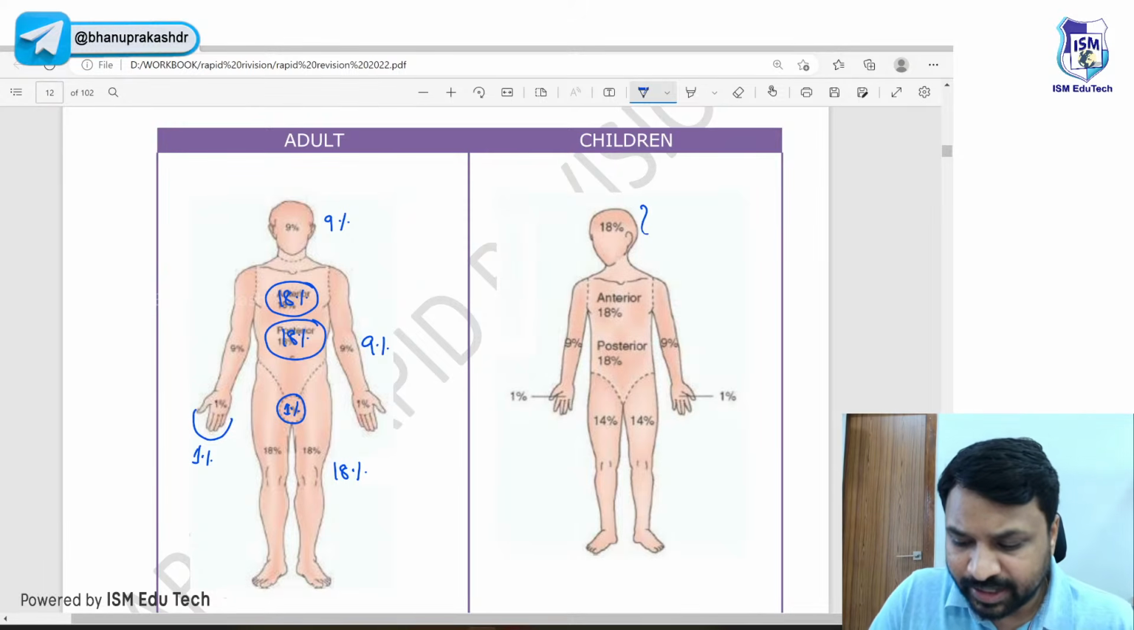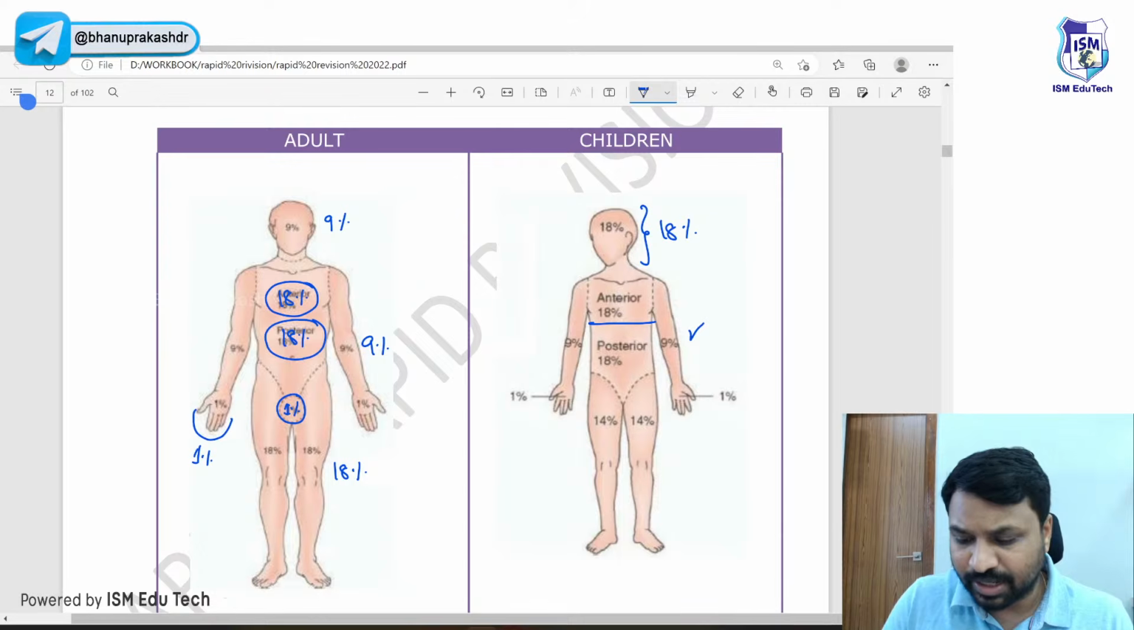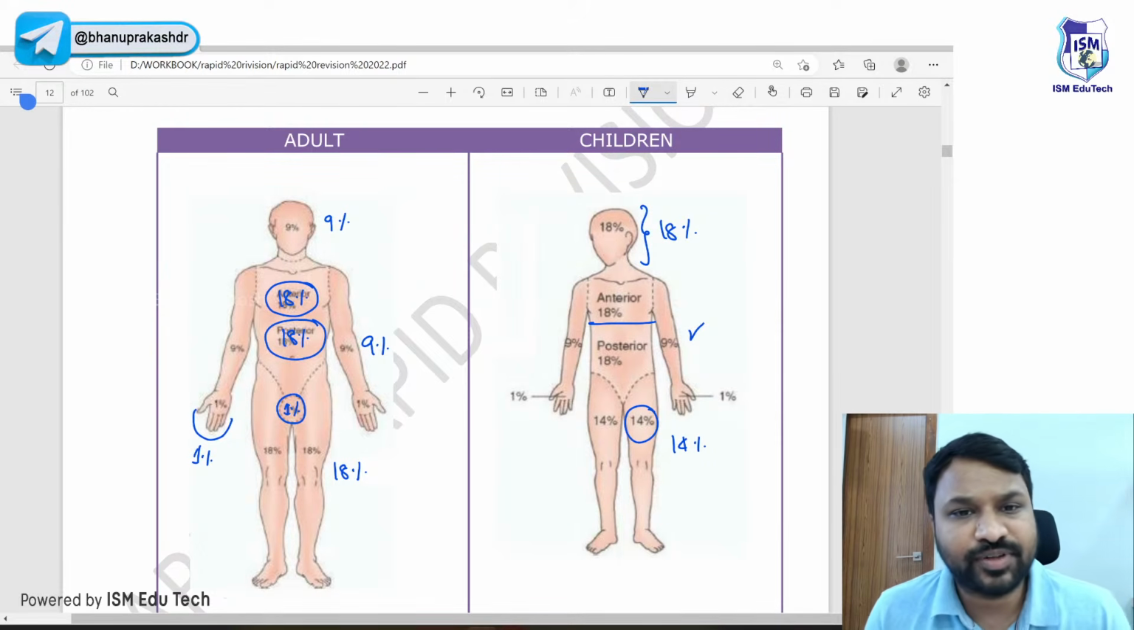For children, the head and neck is 18%. Everything else is the same: the anterior and posterior trunk, the upper limb. The lower limb is 14%. That is what you have to emphasize.